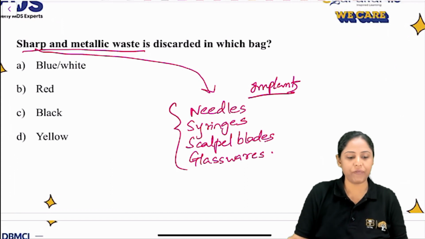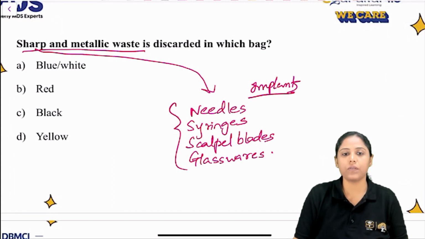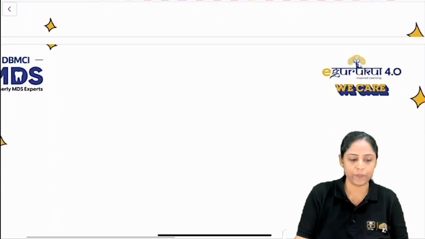So if we see the color coding for the disposal of this category of waste, yellow is for infectious waste mostly. Black bags is mostly for recyclable, non-infected general waste. And red bag is mostly for the contaminated plastic waste, tubings, bottles, etc. So the right answer is A, blue or white puncture-proof container. So we'll see it again.